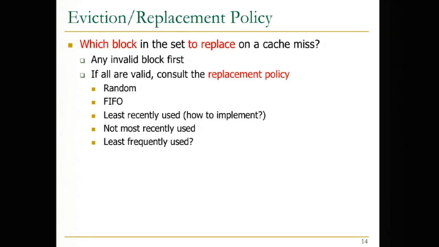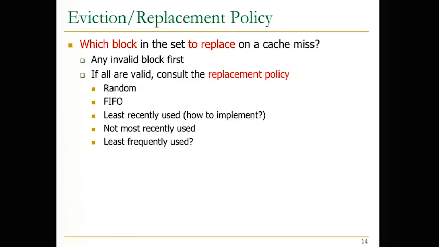So a lot of existing caches implement a form of least recently used or a simpler form of least recently used. Because if you are very highly associative, least recently used requires you to track the order of use, right? Which is very difficult to do if you're very highly associative, actually. We'll look at that also.